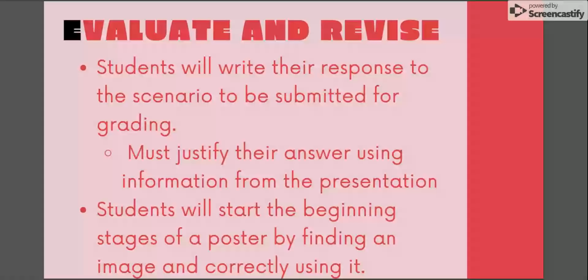The E is evaluate and revise. So students will write their response to the scenario to be submitted for grading. Now they must justify their answer using information from the presentation to get full credit. Students will start the beginning stages of a poster by finding an image and correctly using it. So really practicing browsing the internet.